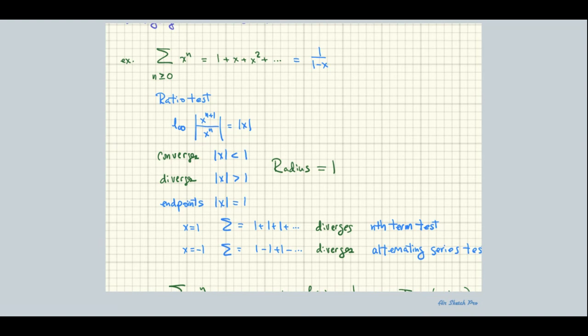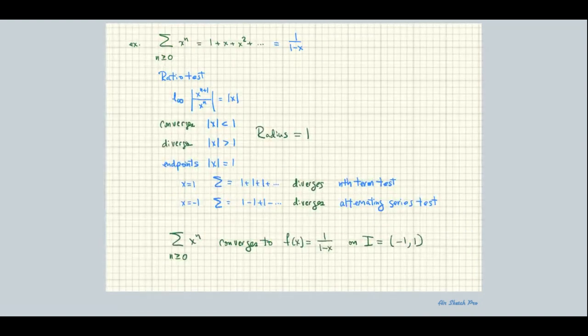So the interval of convergence is just that open interval from negative 1 to 1. Inside that interval, it converges to the function. Outside that interval, the function still exists, but you can't represent it using the power series. You see the difference? That's a subtle difference, but it's really, really important for us to know that the power series doesn't always apply.